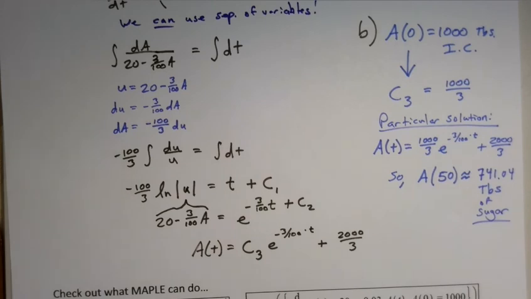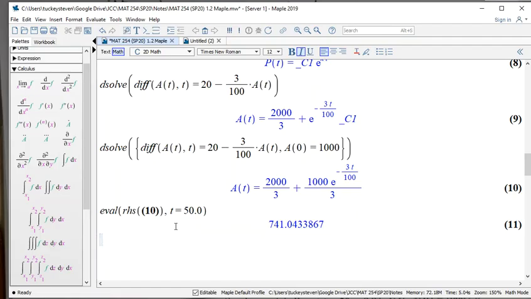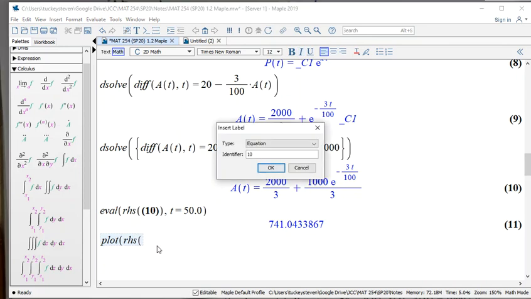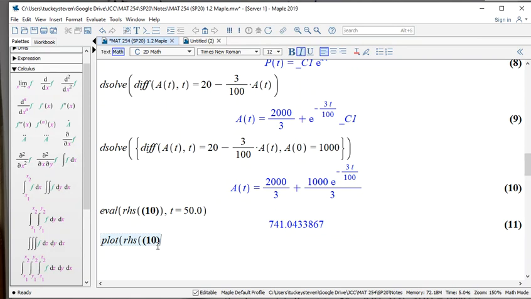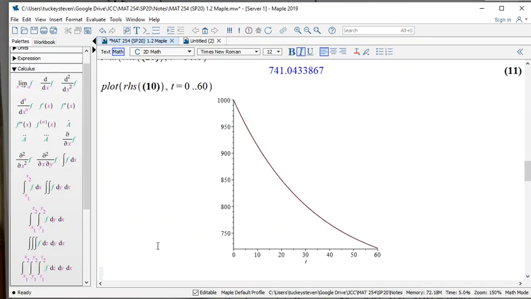Now, we were able to do all of that, but we could just as easily in Maple have said, you know what, I've got the particular solution, so I don't even need to know at 50 seconds. Instead of evaluating the right-hand side, I could tell Maple, hey, can you plot the right-hand side of number 10, where t is, let's go from 0 to 60 seconds, or 60 minutes. Maple says, sure, no problem, I can do that. And we actually get a sense of what's going on in the tank.